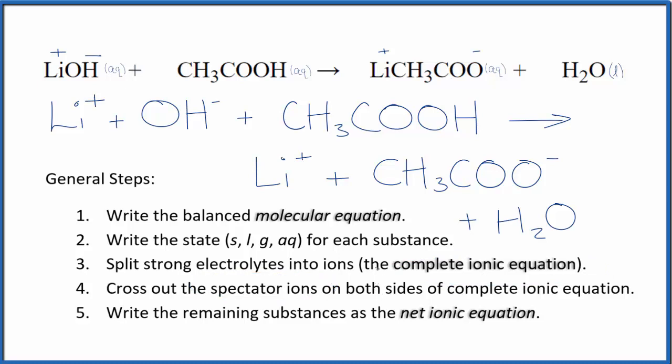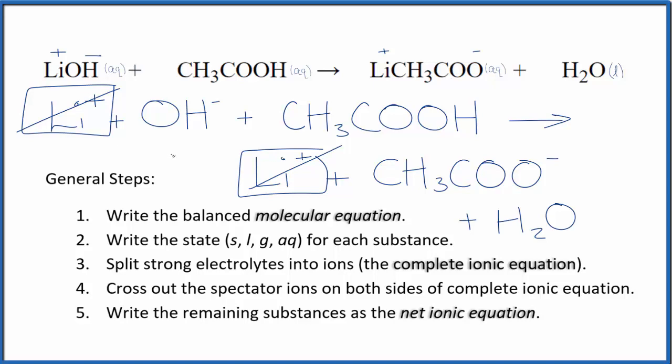They're on both sides. So in the reactants, we have the lithium ion right here. In the products, we also have the lithium ion. So we can cross that out. That's a spectator ion. But everything else, that's the same. And that makes this the net ionic equation for LiOH plus CH3COOH. Let me clean it up and write the states.